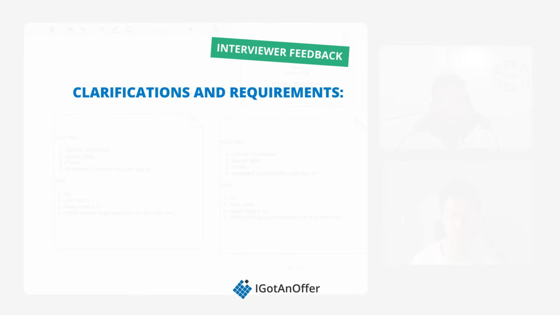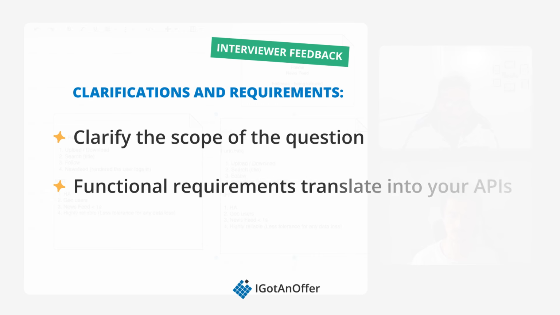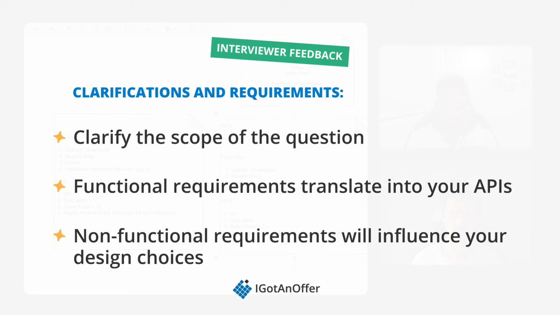When you're asked to design one of these vast systems, the first thing you need to do is clarify the scope of the question. Here, Karthik clarified which Instagram features he needed to implement in his design. Being clear on the requirements is really important as a foundation for the rest of your answer. Functional requirements translate into your APIs, while non-functional requirements will influence the design choices you make. What type of scaling is required, what type of sharding, etc.